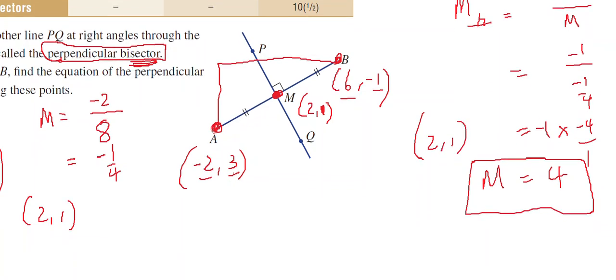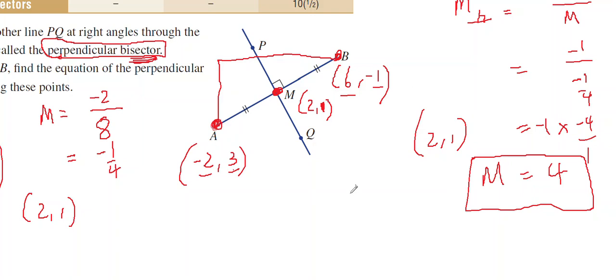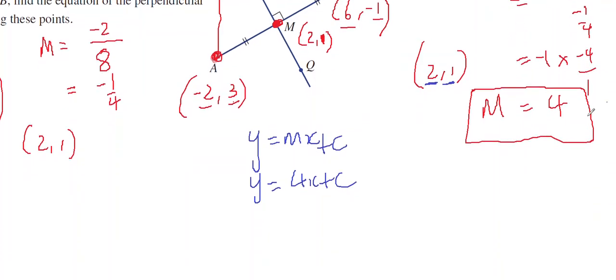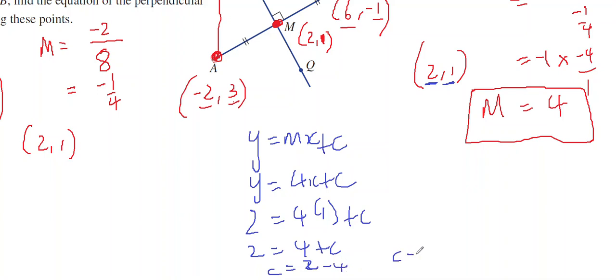I can then find out what that point is, because I now know that my equation is y equals mx plus c. So I've got y equals 4x plus c, and I can substitute x equals 2 and y equals 1 to find out c. 1 equals 4 times 2 plus c, 1 equals 8 plus c, c then equals 1 minus 8, c equals -7. So my final answer is y equals 4x minus 7.